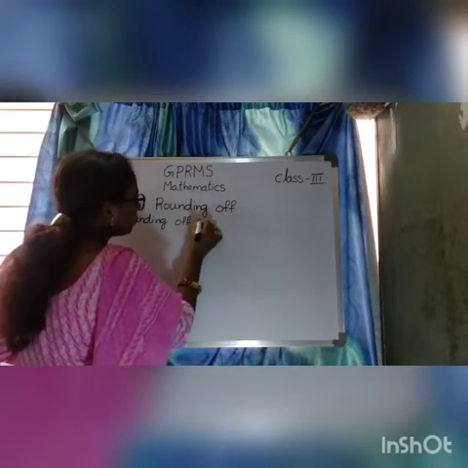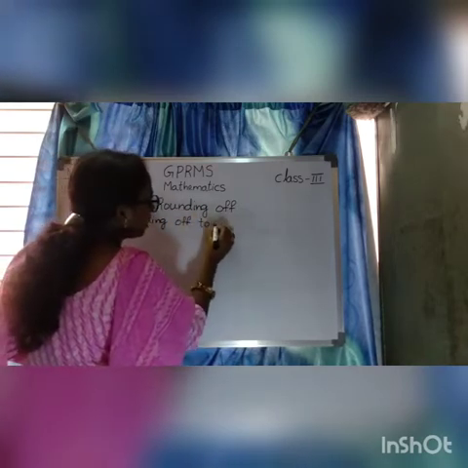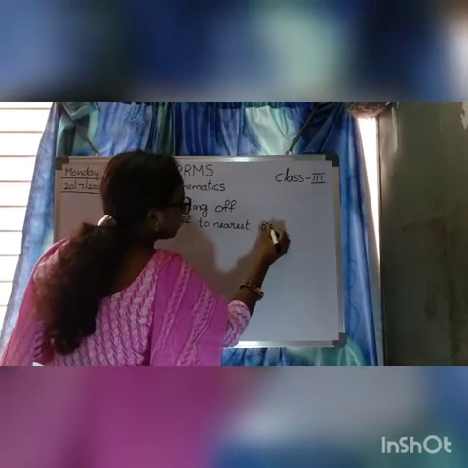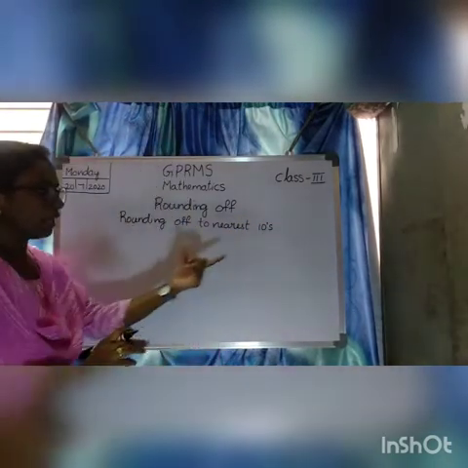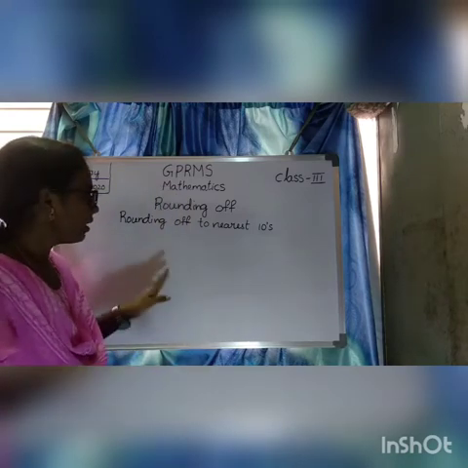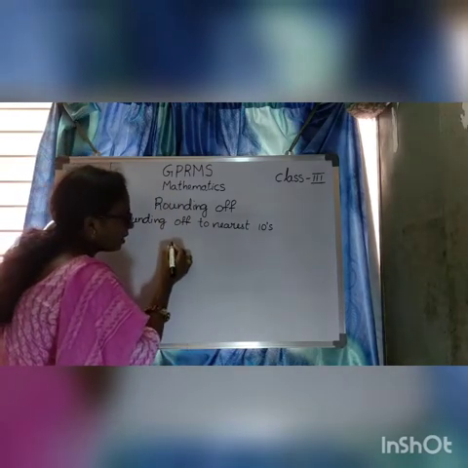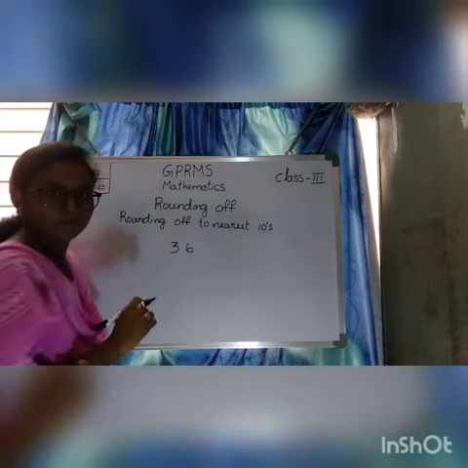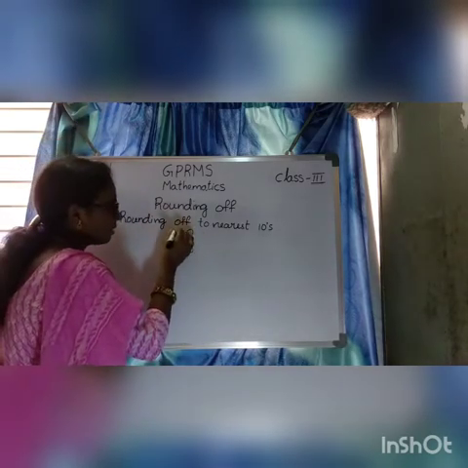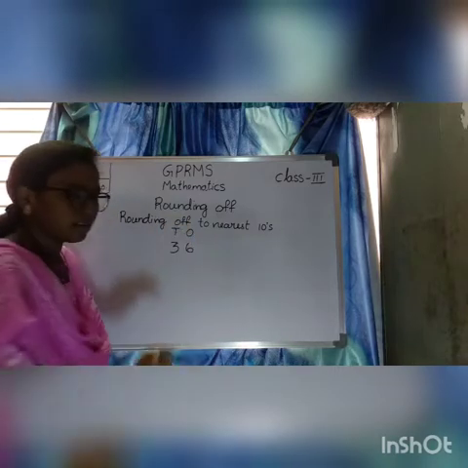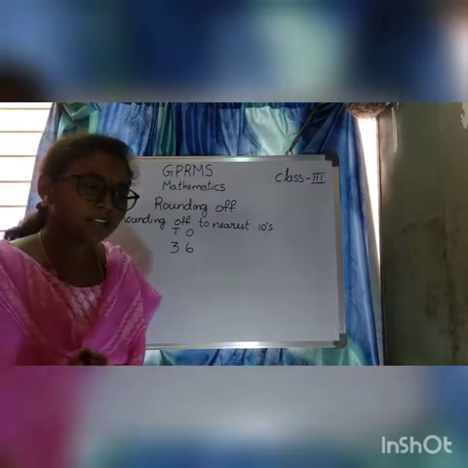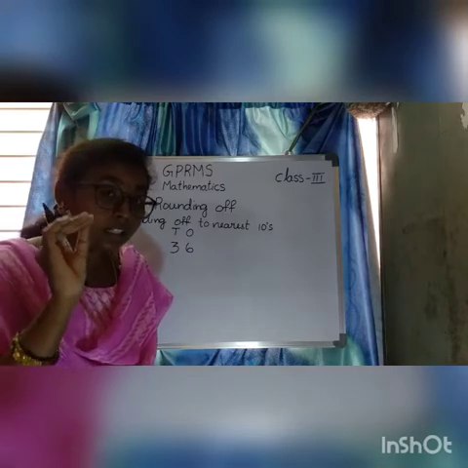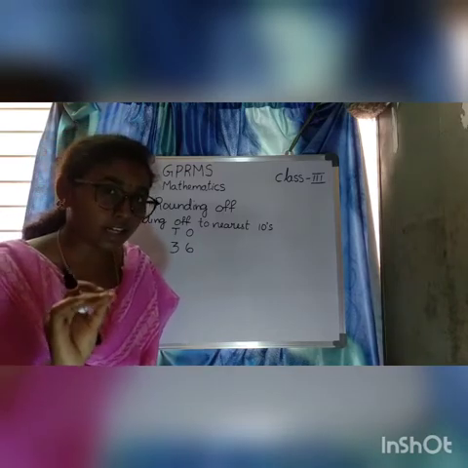Rounding off to nearest tens. Children, I am taking one number. See here, 36. Ones place 6 is there, tens place 3 is there. Children, there are some rules while rounding off a number. Clearly listen to me.